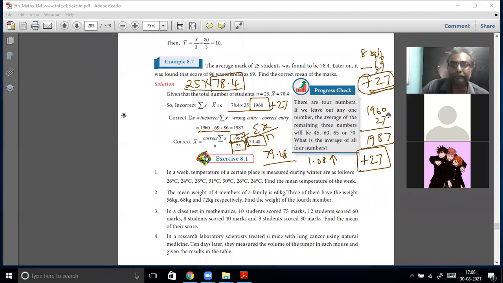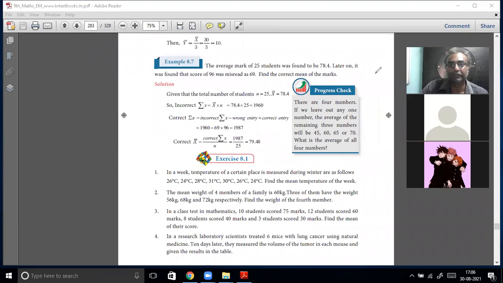You got that? Yes, uncle. Okay. Now let us do example 8.1. I went very slowly for you guys, so that you don't have to worry about anything. 8 sums are there. Let us do 4 sums now.